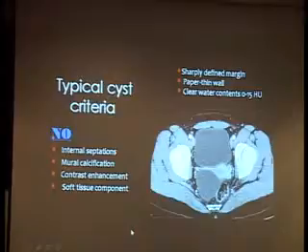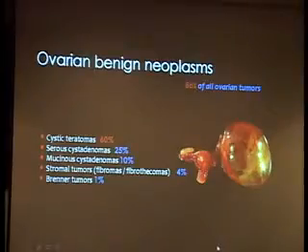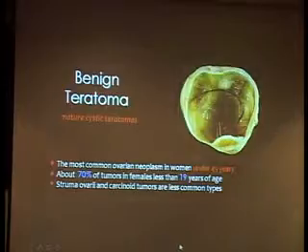If you have a cyst anywhere in the body, in the kidney, in the liver, in the spleen, in the ovary, and this simple cyst, it should have these typical criteria. Then we came to the benign tumors, and we mentioned the teratoma, the serous, and the mucinous cystadenoma.